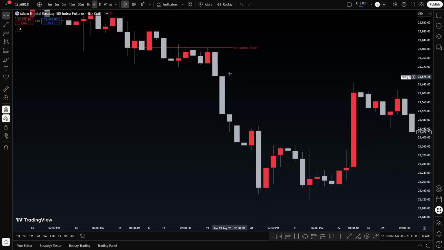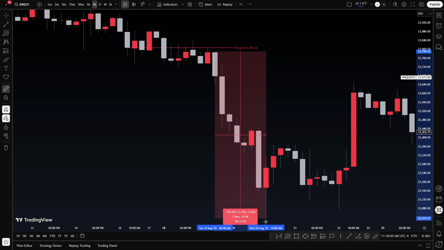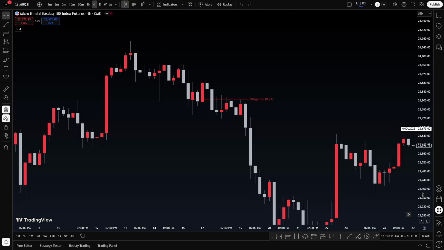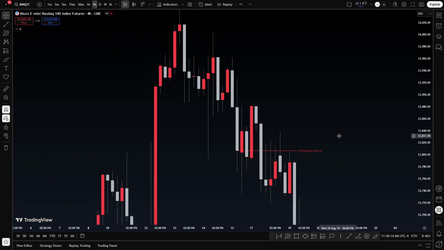You want to see how large this move was? This is life-changing money. Whoa, 700 points. Is that real? Yeah, it is real. One of the strongest PD arrays. And I'm teaching you this first. Isn't this pretty cool?